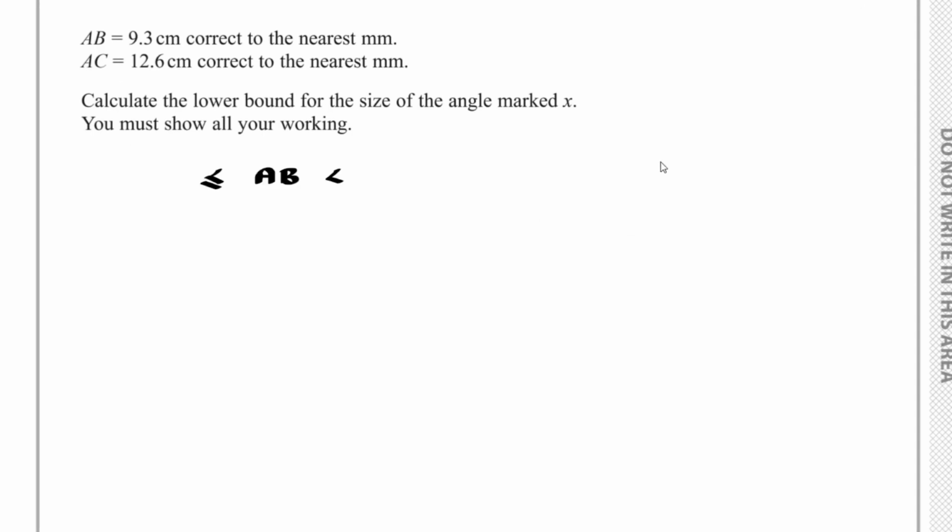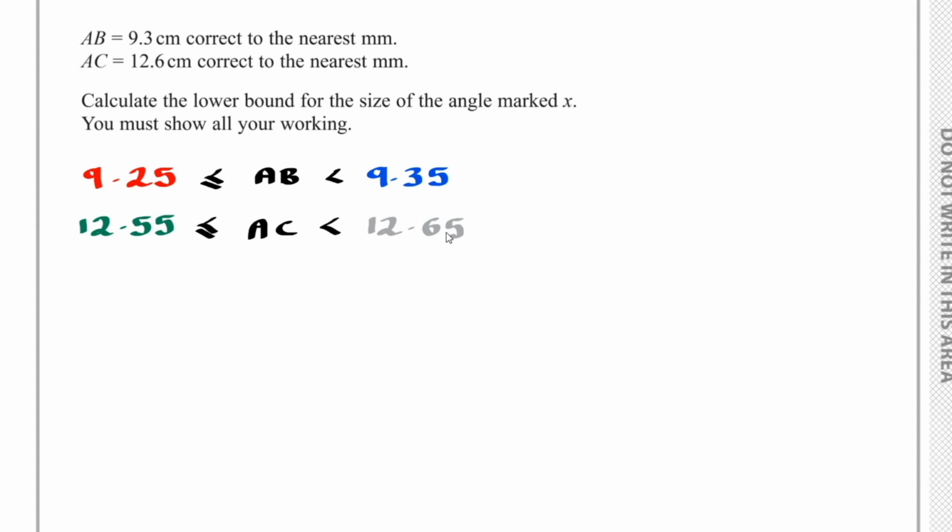Before that, I need to work out the error intervals of AB and AC. The error interval of AB, we've got 9.25, which is less than or equal to AB, which is less than 9.35. And if I think about the error interval for AC, I've got the lower bound being 12.55 and the upper bound being 12.65.